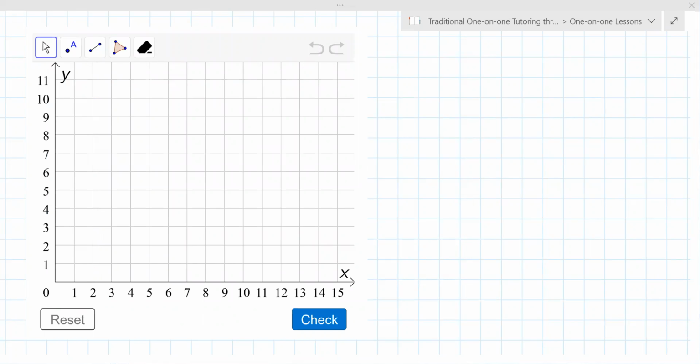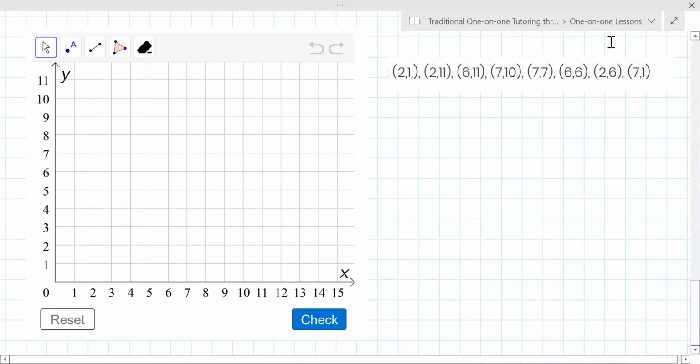This is all review from last week, so it should look really, really familiar. I'm gonna just label these points with letters. This is A, B, C, D, E, F, G, and H. Okay. And I'll just throw them on here. So A is 2,1. So you go to the right 2 and then up 1. That's A. B is 2,11. So it's right 2 and then up 11.